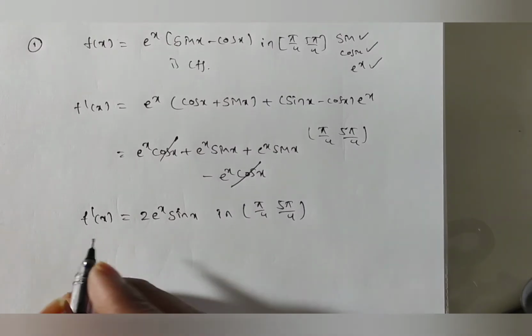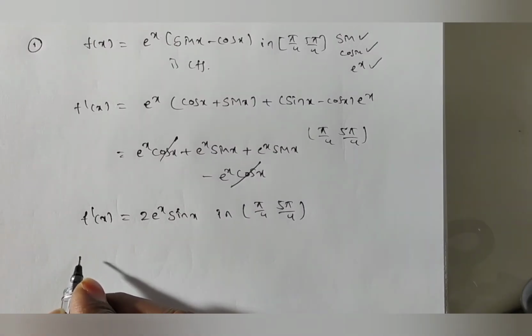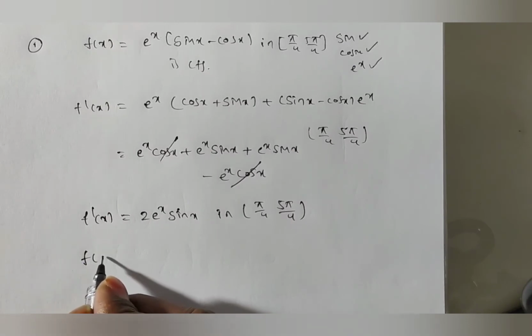That's it. Now you have to verify the third condition, f of a is equal to f of b or not. F of a, what is a you have? Pi by 4.